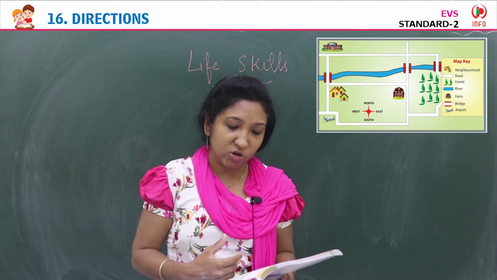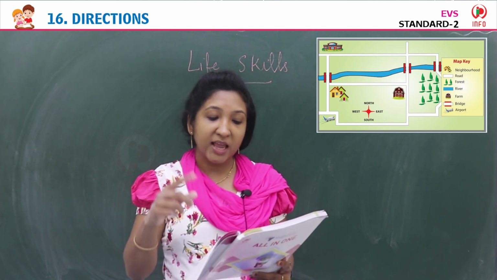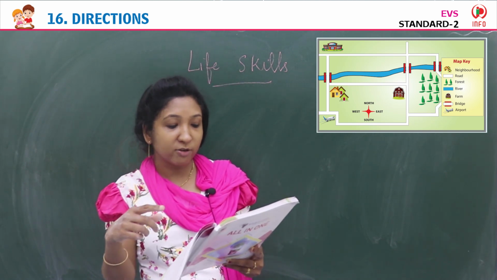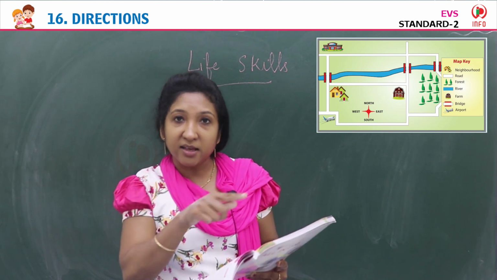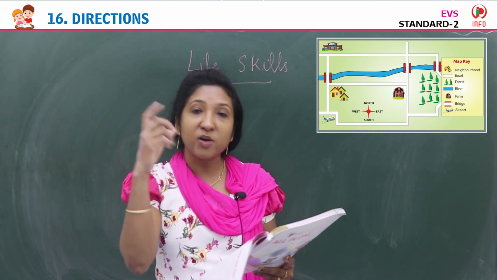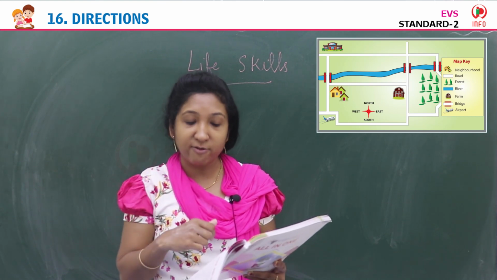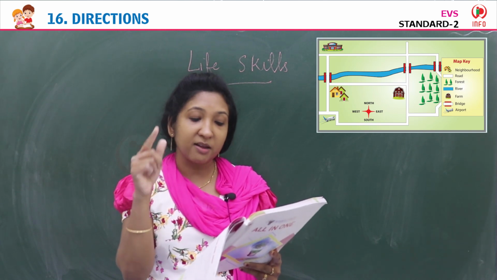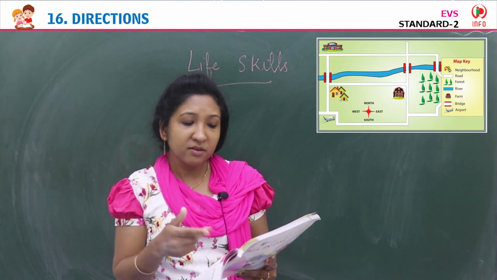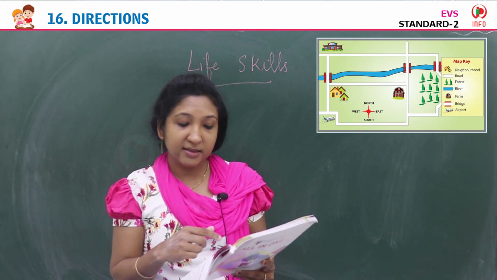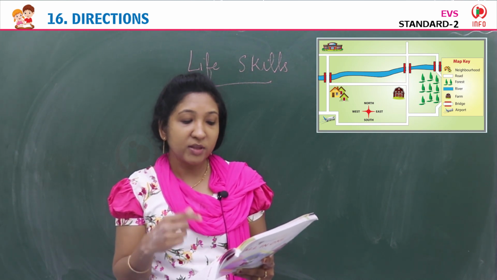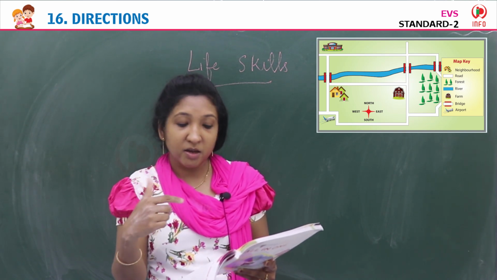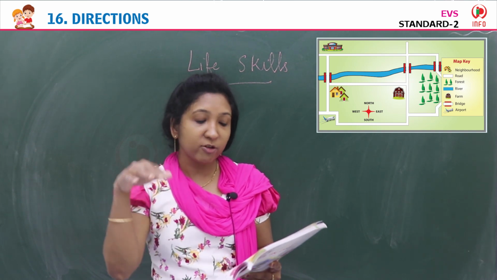Here a map is given, children. See the map key. So neighborhood they have shown with small houses picture. Road, how they have shown the road in a rectangle shape. Forest, they have shown some trees. Then river, in blue color, rectangular symbol. Then farm, see how they have shown the farm. Yes, picture they have shown. Bridge, how they have shown the bridge. Yes, with white rectangle and with red borders. Then airport, they have shown an aeroplane.